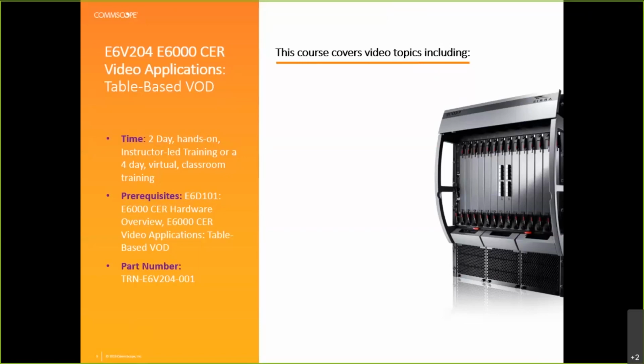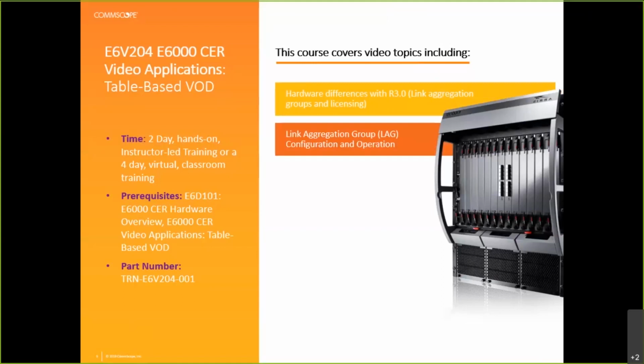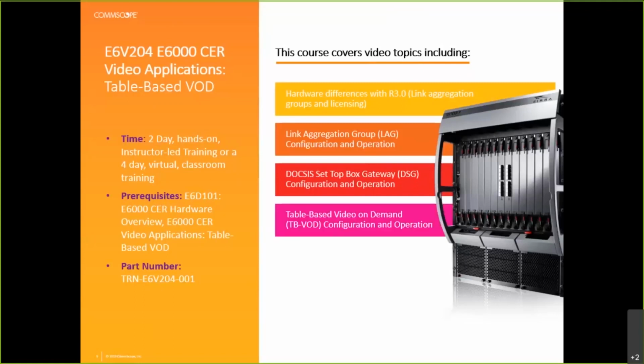In this course, we'll be able to look at the hardware differences, specifically looking at link aggregation groups and licensing. We'll also be able to configure those link aggregation groups. We'll discuss DOCSIS set-top box gateway configuration and operation. We'll also discuss table-based video on demand configuration and operation.